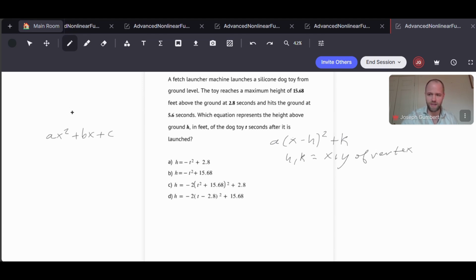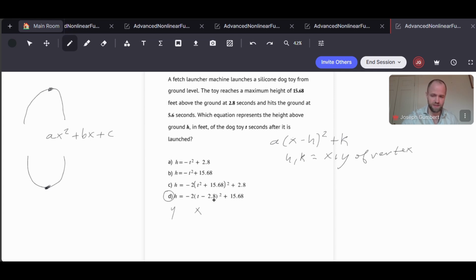And for those who are not in the know, the vertex is just like, let's say if we had an upside down parabola, the vertex would be the maximum. If we had a U-shaped parabola, the vertex would be the minimum there. And so knowing that the h is our y and the t is basically our x, I can immediately see that D is going to be the correct answer.